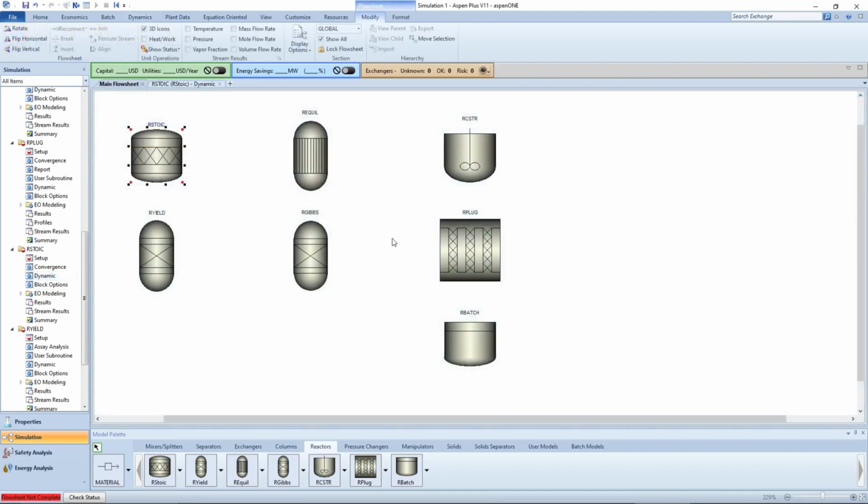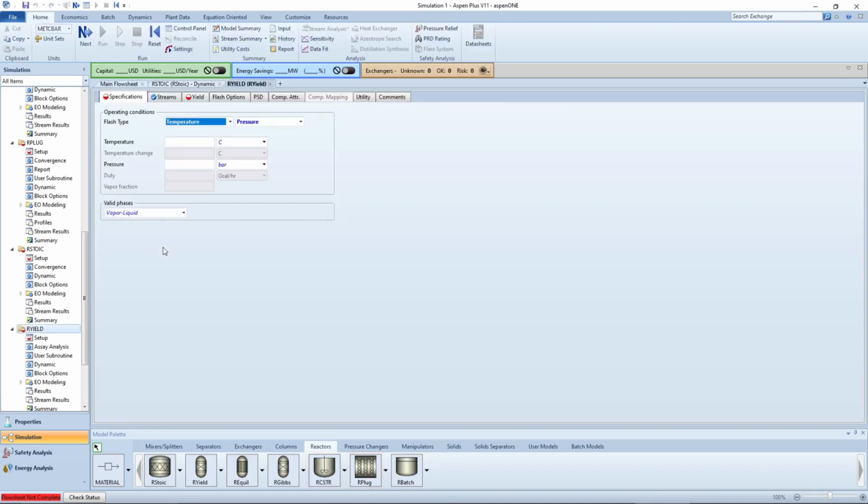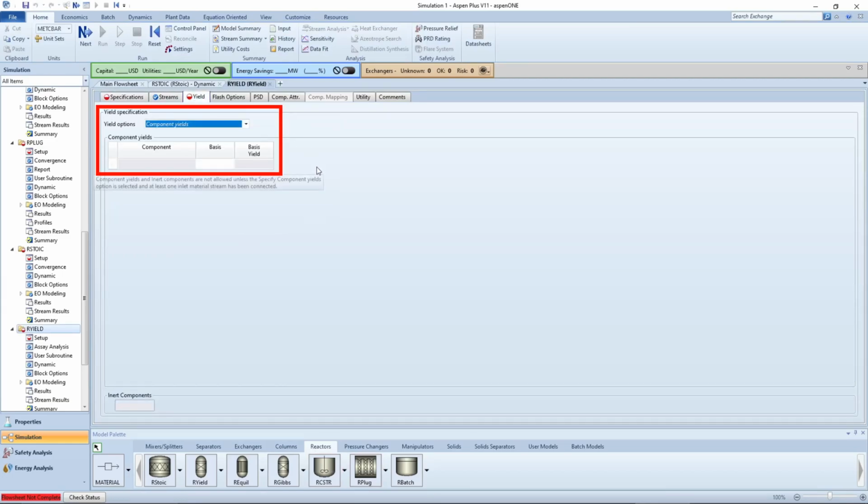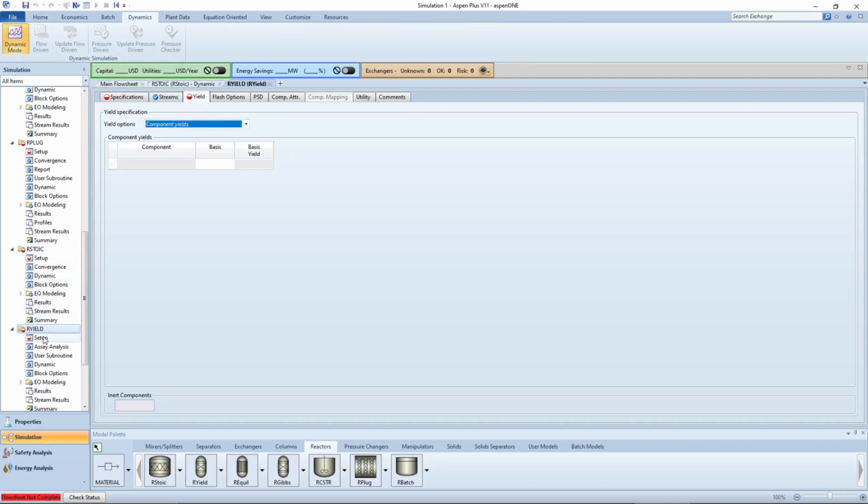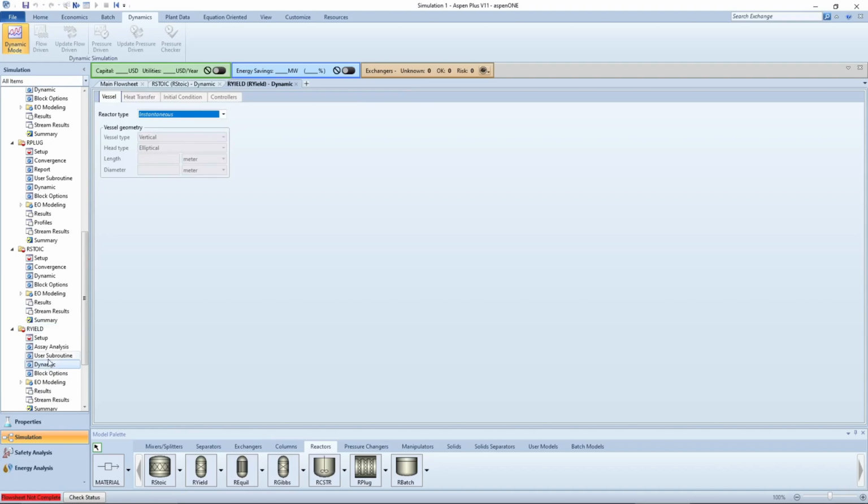For more rigorous modeling, the R-CSTR block or R-plug block respectively should be used. The R-yield model only requires specifying reaction yields and does not require reaction stoichiometry as in R-Stoic. An example of a reaction where an R-yield model would be appropriate to use is the cracking of coal. Reaction dynamics can be modeled analogously to R-Stoic.